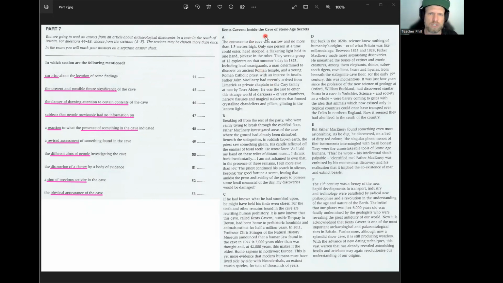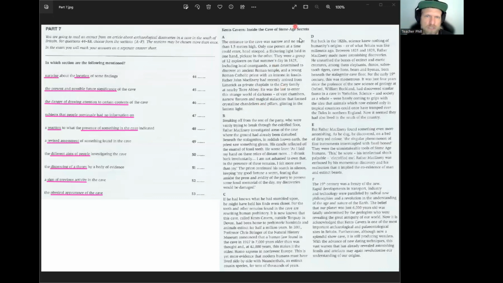So it says that the entrance to the cave was narrow and no more than 1.50 meters high. One person could enter. Okay. So it gives a description of the cave here a little bit. It talks about the people and also a coast guard. Okay. A man determined to discover an ancient Roman temple, a young Roman Catholic priest with an interest in fossils. Okay, so maybe the people and why they are there. And a little bit more of an explanation of what the cave looks like. So I think those are the two main points, right?